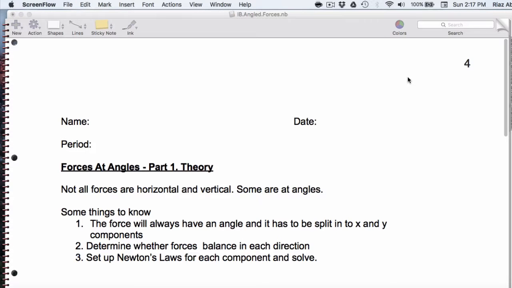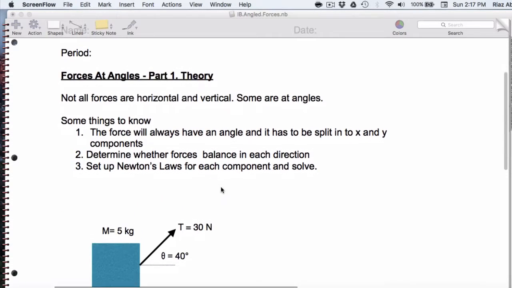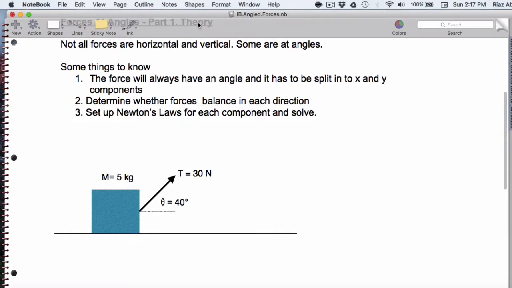All right, so forces at angles. Let's go ahead and take a look at this. This is something we actually did in class, but I wanted to make a video right now just to make sure that we were all on the same page. Not everybody was in class.